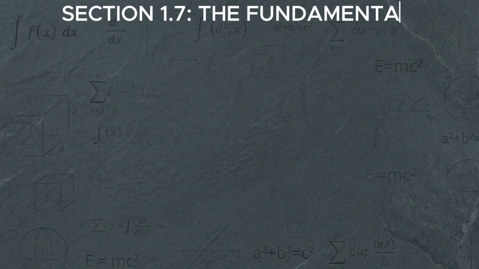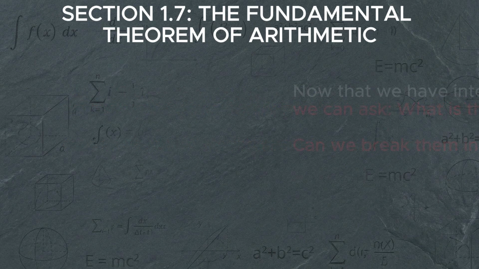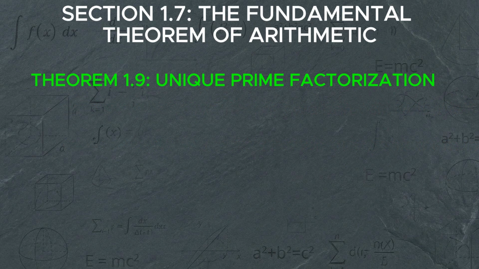Now that we have integers, we can study their internal structure. Section 1.7 addresses one of the most fundamental questions in mathematics. Can we break integers into smaller pieces? And if so, is there a unique way to do it? Theorem 1.9 is arguably the most famous theorem in basic mathematics. It's called the Fundamental Theorem of Arithmetic, or the unique prime factorization theorem.